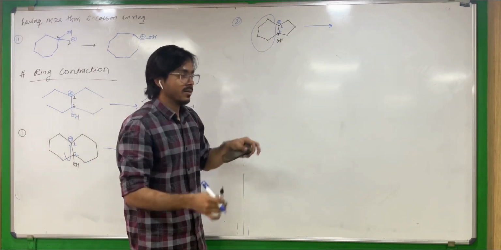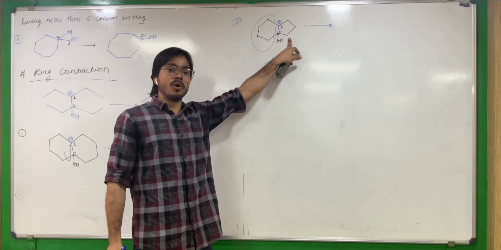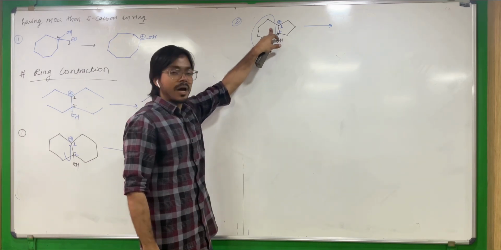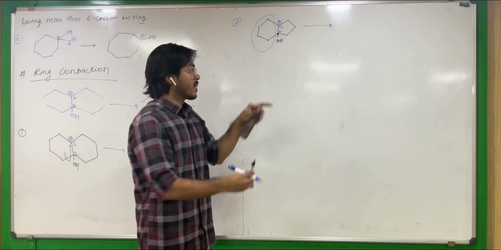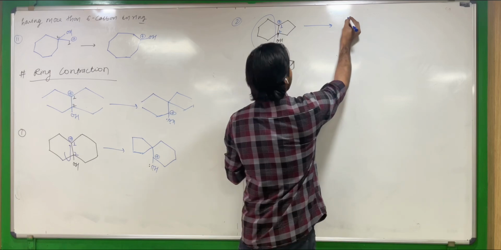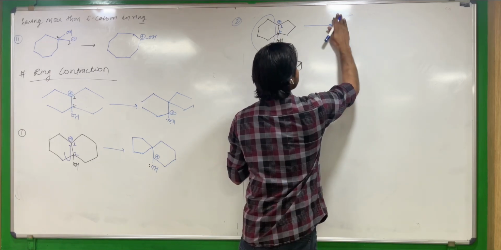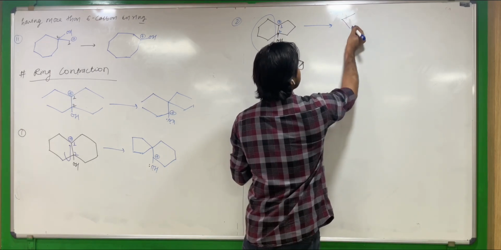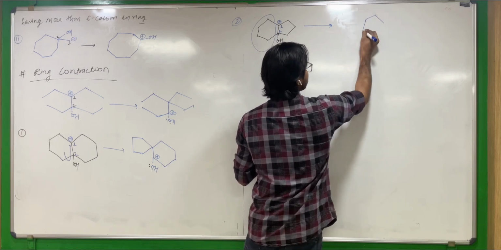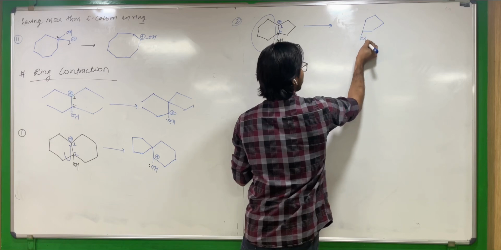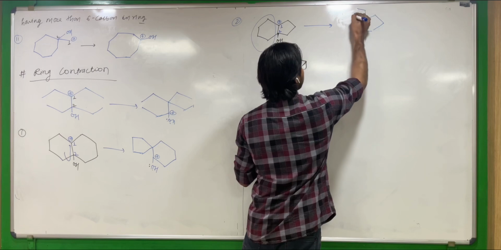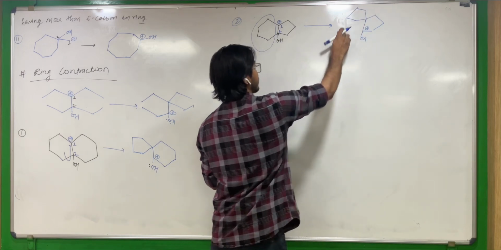Or you can also think that if a 5-member ring converts into a 4-member ring, there will be very high angle strain. But if a 6-member ring converts into a 5-member ring, there will be less angle strain. So in this case, the 6-member ring will contract into a 5-member ring and the product formed will be this. This will be OH and positive will come here. This will be the product.